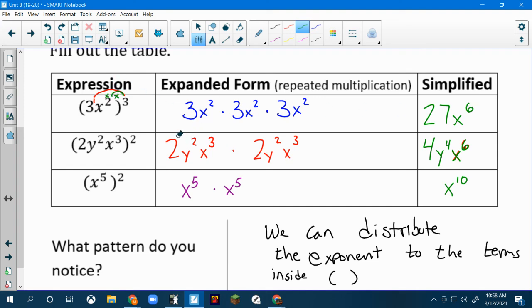Remember distribution. Same thing. 2 goes to the 1 there. 2 goes to the 2. 2 goes to the 3. 2 times 1 is 2. And 2 squared is 4. 2 times 2 is 4. 2 times 3 is 6. And we did that on this last one as well. We multiplied 2 times 5 and we got 10. We are distributing those exponents to the numbers inside.